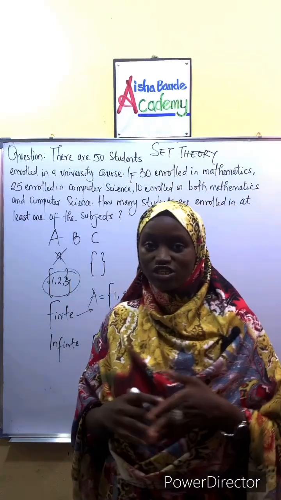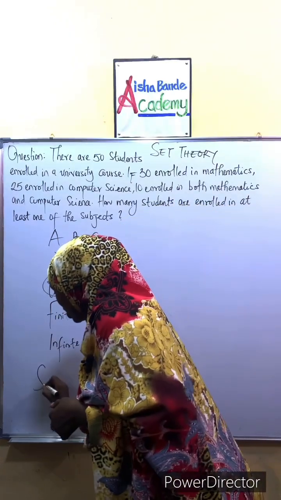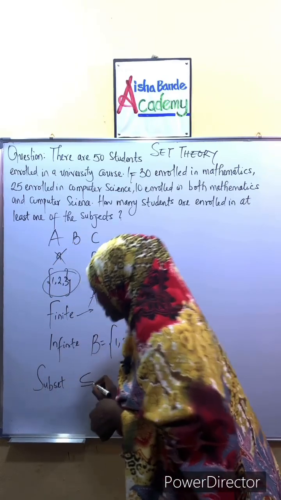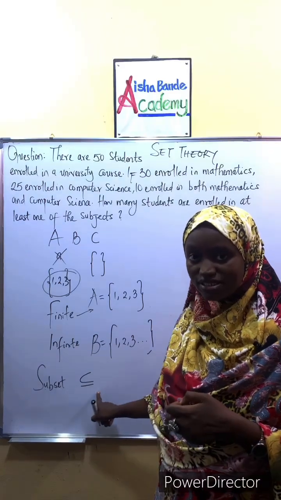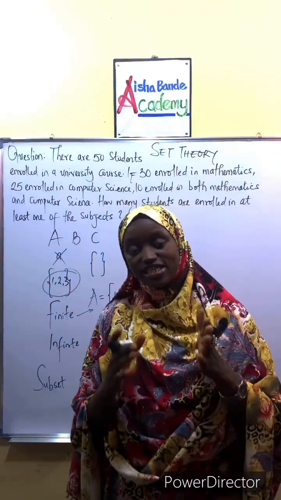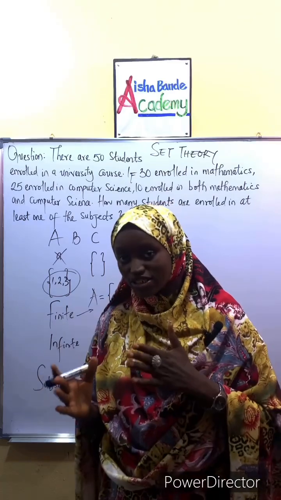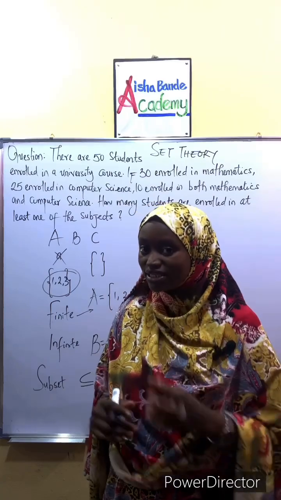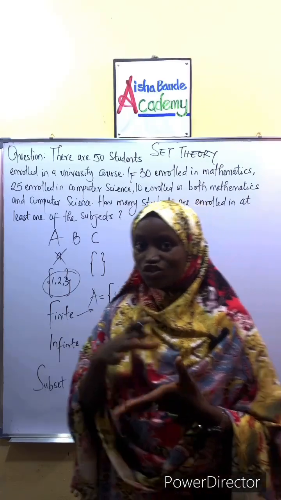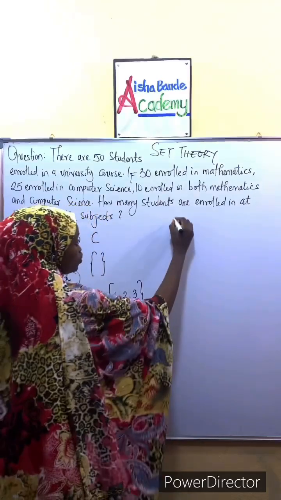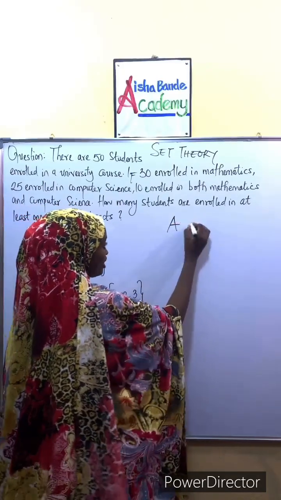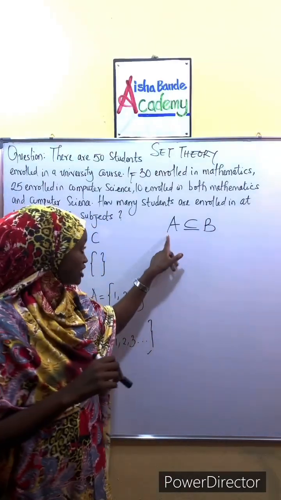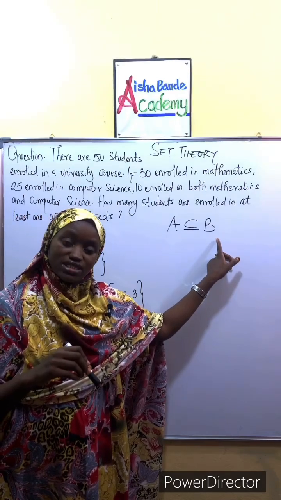The third type of set is what we call a subset, and this is the symbol for subset. Set A is a subset of B if all the elements in set A are also contained in set B. This is how we denote it: A is a subset of B, meaning that all the elements in set A are also found in set B.